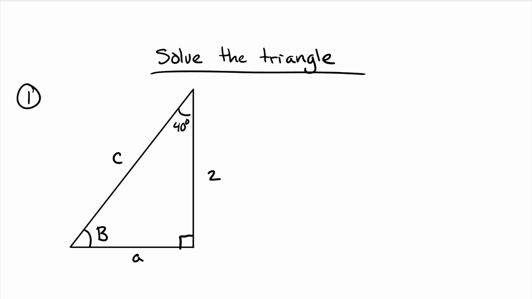So we're given 3 pieces of information. 1, we have a 90-degree angle. 2, we have a 40-degree angle. And 3, we have a side. There's 3 pieces of information. And our job is to go find C, angle B, and side A. That's our game. But let's define our rules.